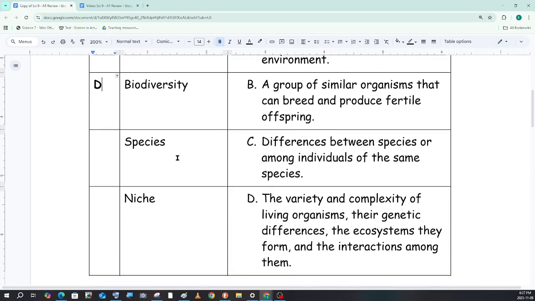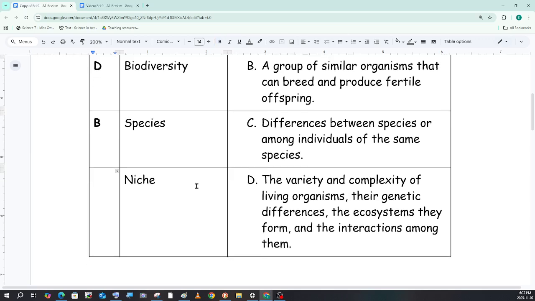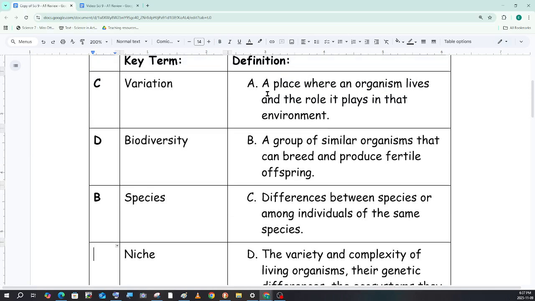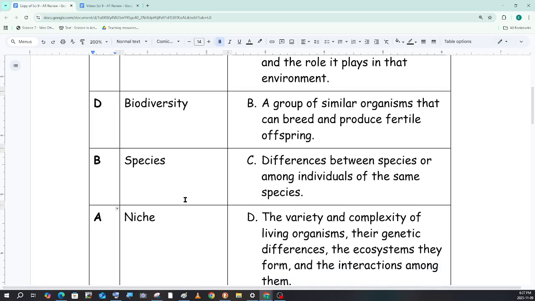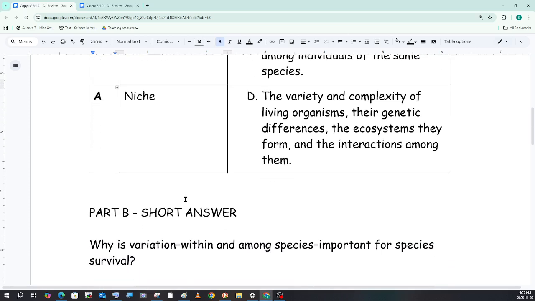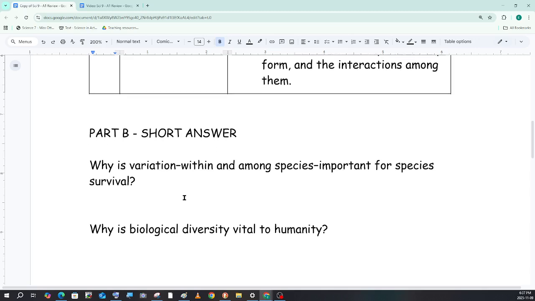Our next term was species. Species would be definition B, which is a group of similar organisms that can breed and produce fertile offspring. And finally, niche. Niche is a place where an organism lives and the role it plays in that environment. So that would be definition A for that one. So it's CDBA. If you got those answers in that order, good job. You're a science star.